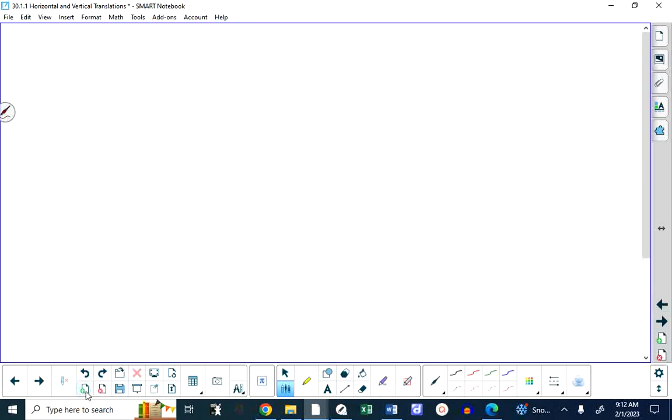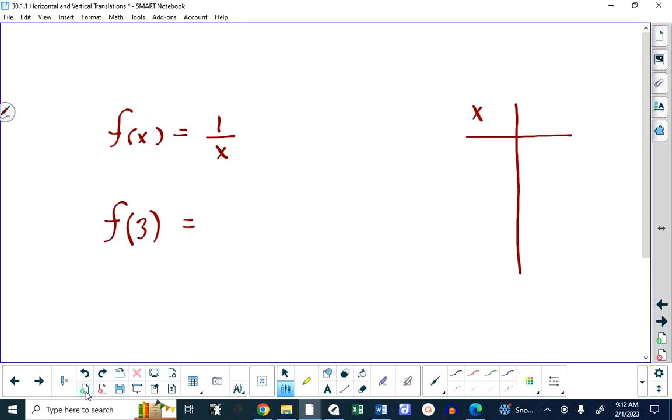But if I were to talk about this function, f of x is equal to 1 over x, and I said to you, what is f of 3? What that means is that when x is 3. Look at the comparison here: f of x, f of 3. The x has changed to 3, hasn't it? I've changed it intentionally. But what that means is when x is 3, what's this number?